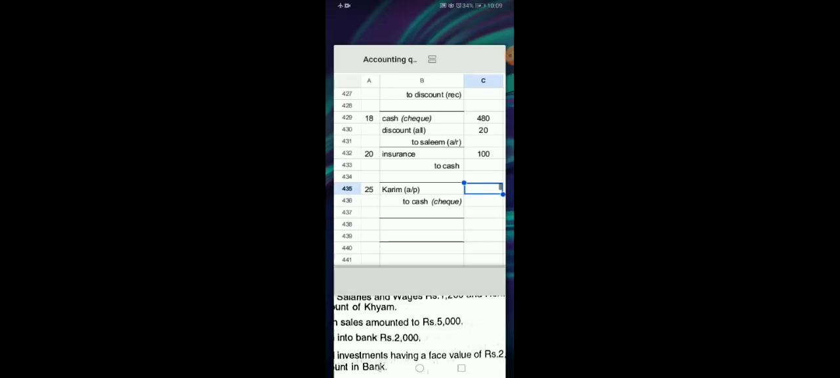Now we will use the word "was". He was your liability because you have paid him. Liability has been decreased. Decrease in liability should be mentioned on the debit side. That is why you are mentioning your account payable on the debit side. Let's see how much amount, which entry we are on. 25. So the 25th amount is not mentioned. It is 520. I think you can see it, 520.